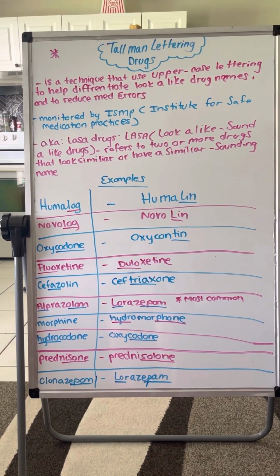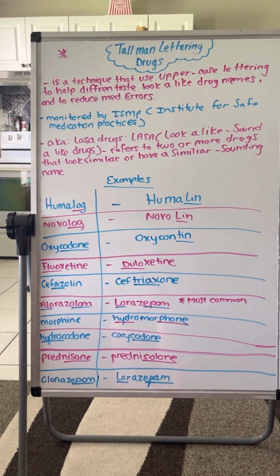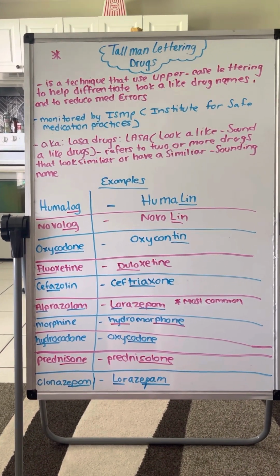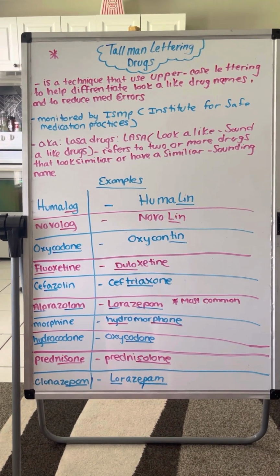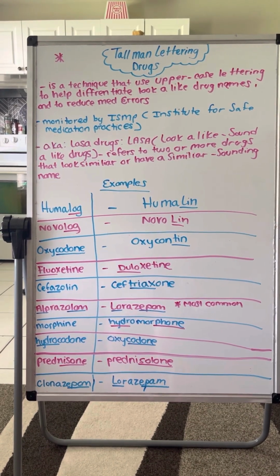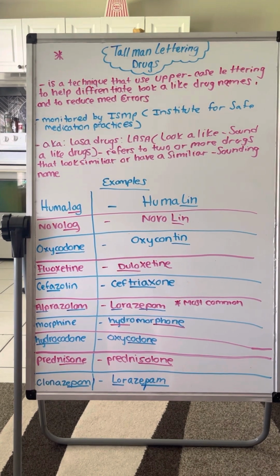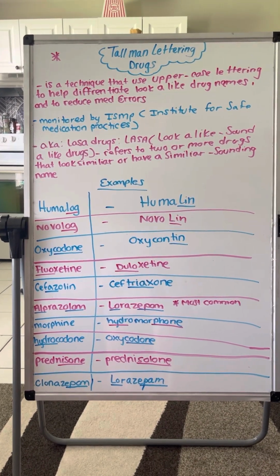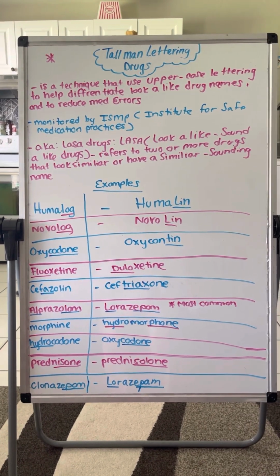So Humalog and Humulin both start with H-U-M-A, but the last 3 on Humalog is L-O-G, and on Humulin it's L-I-N. On Novolog, the same thing as before. The first 4 letters start with N-O-V-O, but the last 3 on Novolin is L-I-N and Novolog is L-O-G, where I have it underlined. The next common one is oxycodone and oxycontin.